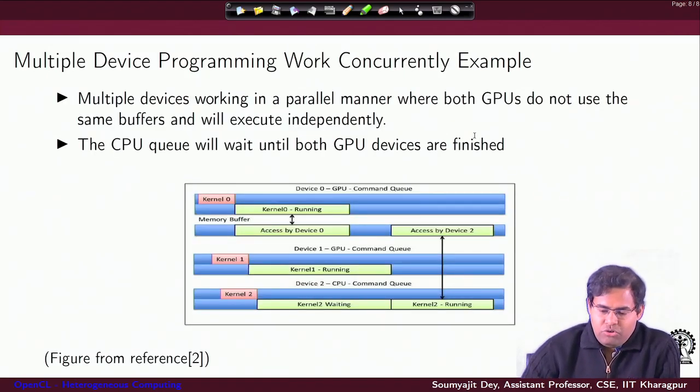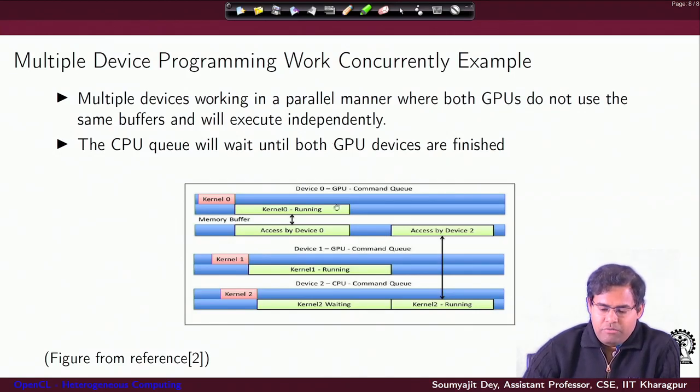Now, without going into the detail, let's see how I can make it more generic. For example, I want multiple devices working concurrently, and I have more devices. Let us say I have 3 devices now, working in a parallel manner. Both of these GPUs do not use the same buffer, and they will execute independently, and the CPU queue shall wait until both the GPU devices finish, right. Let us say that is what I want to happen.